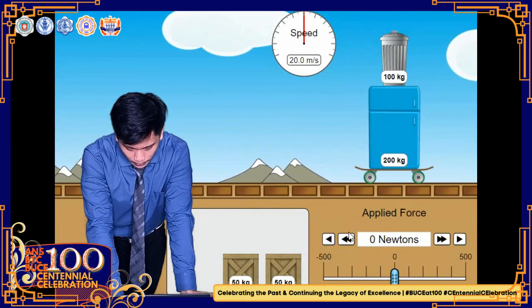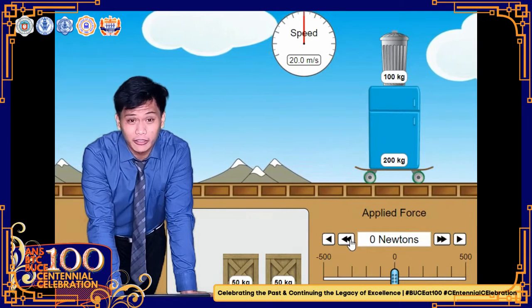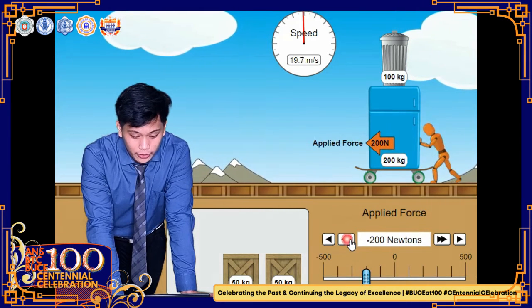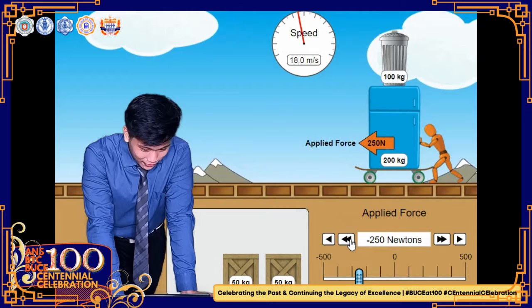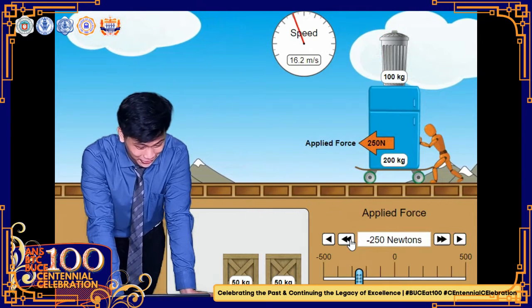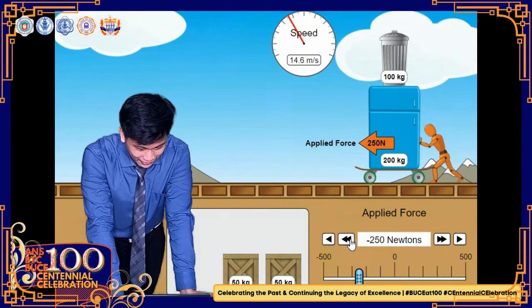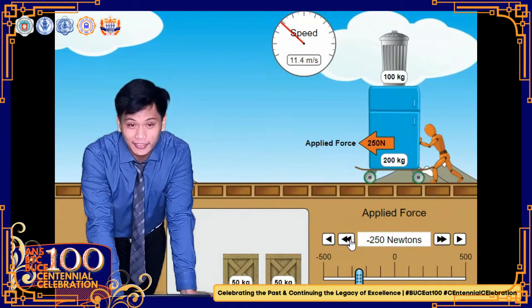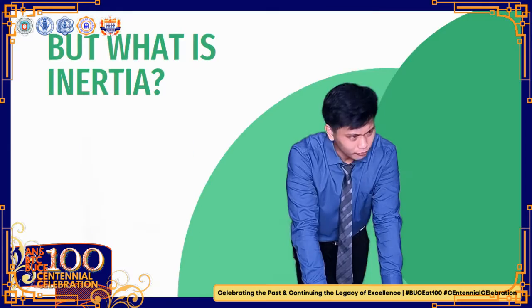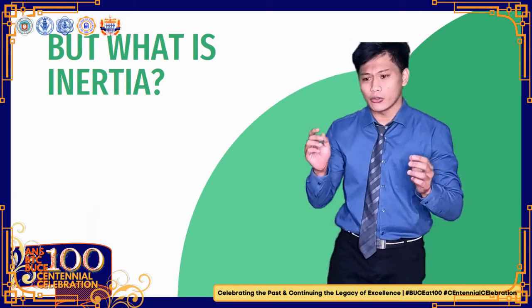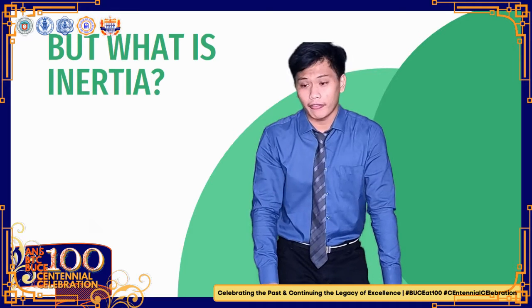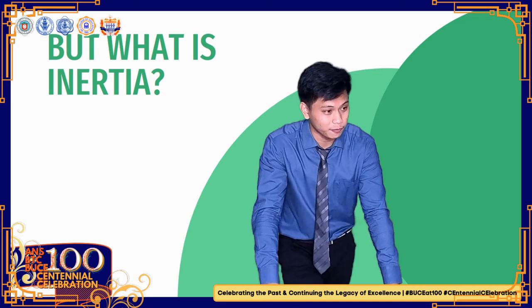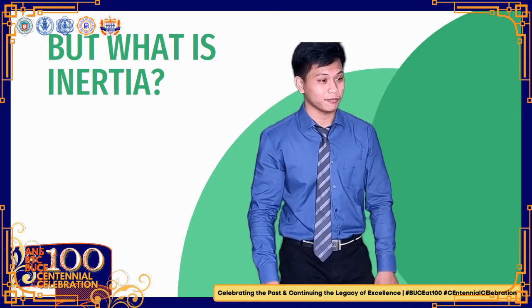Okay, applying 250 newtons. Now, it's still going, it's still slowing down. It's still slowing down. Okay, it's close. Okay, it's now 10 meters per second. Now, why did it take too long for the heavier crate to slow down? Can anybody answer? Okay, you.